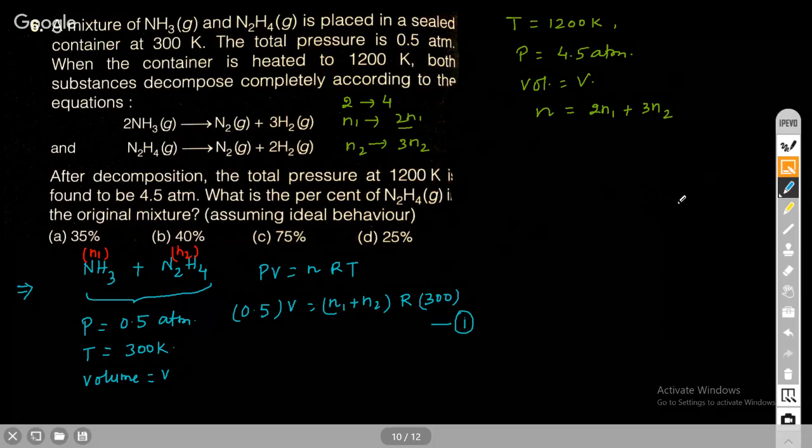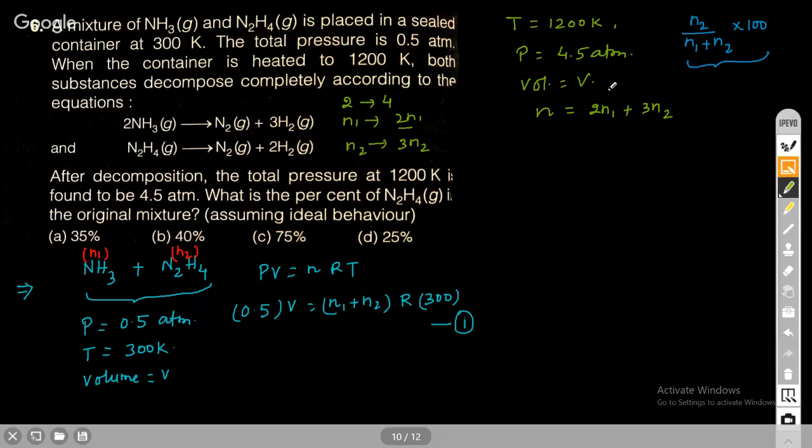Okay. Now you see the question, what is the percentage of N2H4 in the original mixture? So percentage of N2H4. N2H4 number of moles we have assumed, so it is N2. What we have to find out is N2 divided by N1 plus N2. This fraction into 100 gives you percentage. This value we have to find out in this question. So consider this expression now.